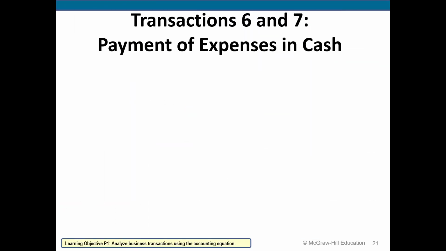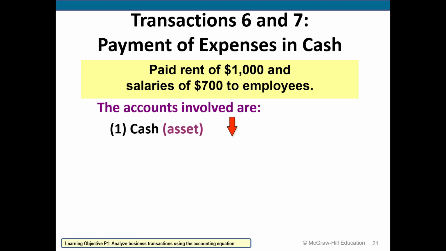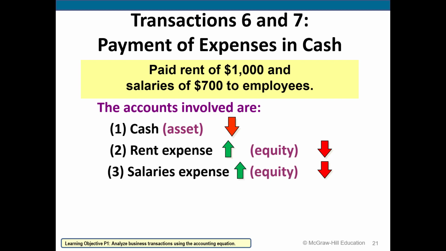The next transactions, 6 and 7, are payments of expenses in cash. So we have 2 transactions here. We paid rent and we paid our employees. So we paid in cash. Cash is decreased. Our rent expense goes up, but equity goes down. And salaries expense goes up, but again, equity goes down.